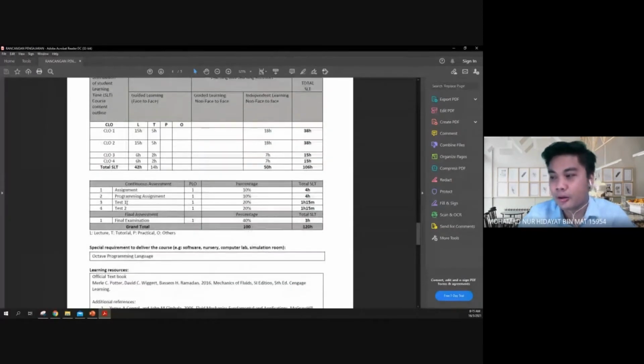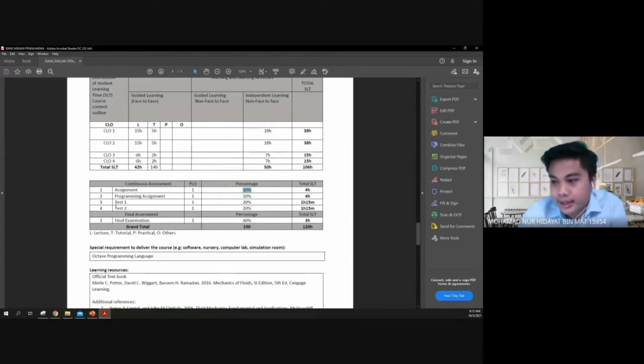This is your assessment that you need to fulfill in order to score well in this subject. The first is assignment. You're going to have one assignment, and this contributes to PLO1. The percentage of the assignment is 10%. That means I'm going to give you some assignments throughout this semester, and I'm going to choose the assignment that you score well, and use that score as my record.